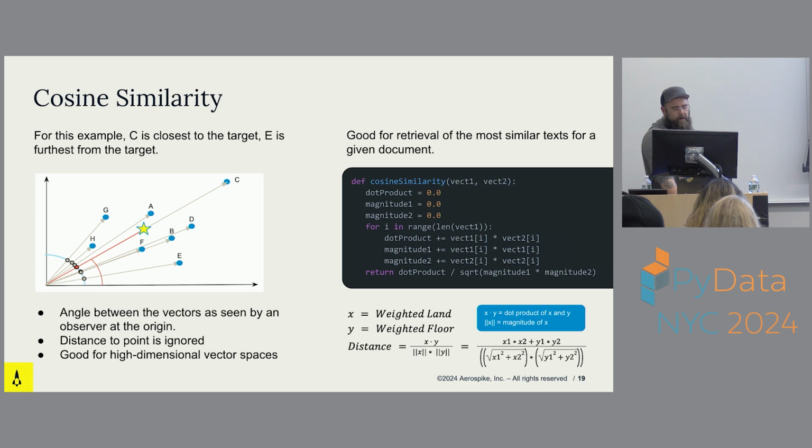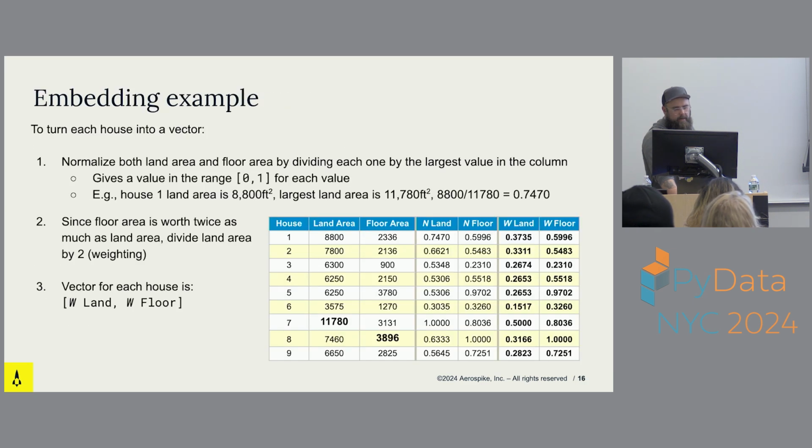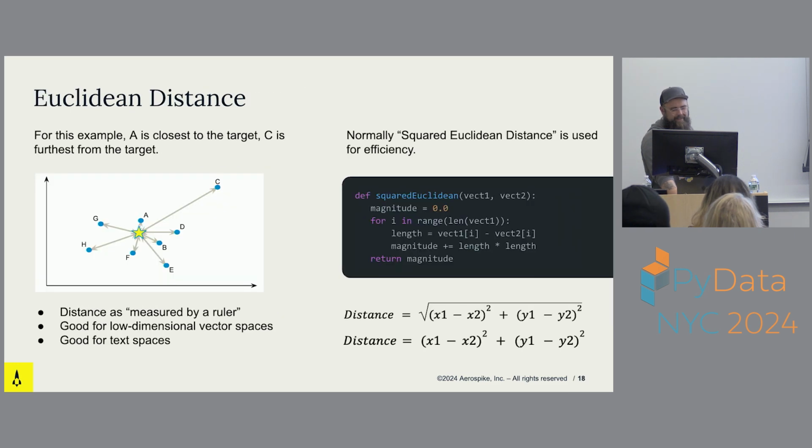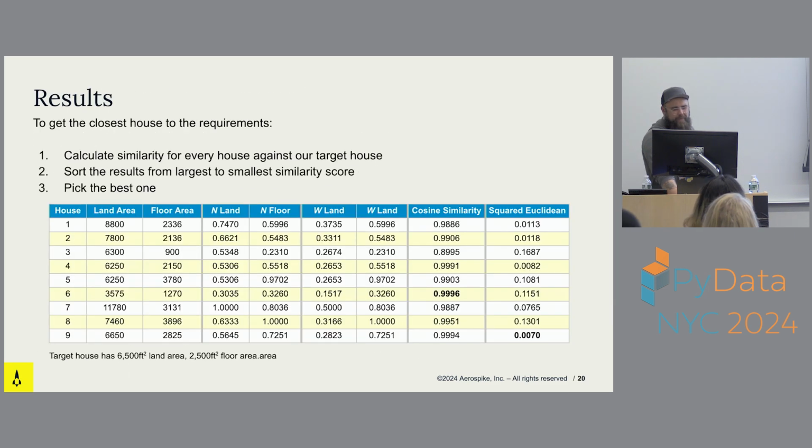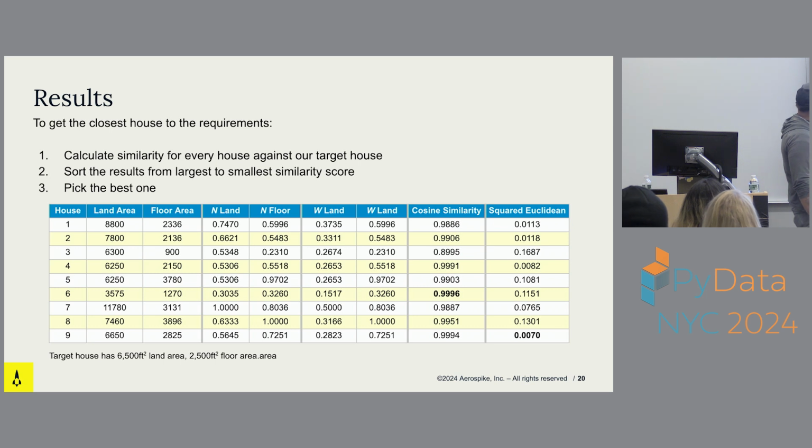Now, of these, if we were to look at the actual results, here, A and C, I love how we switched from numbers to letters. But if we look at these results here, cosine similarity and our squared Euclidean, number 6 is our best case with the cosine similarity. Number 9 here is our best case with the squared Euclidean. If you actually look at the values, this is land area of 3575 and a floor area of 1270.